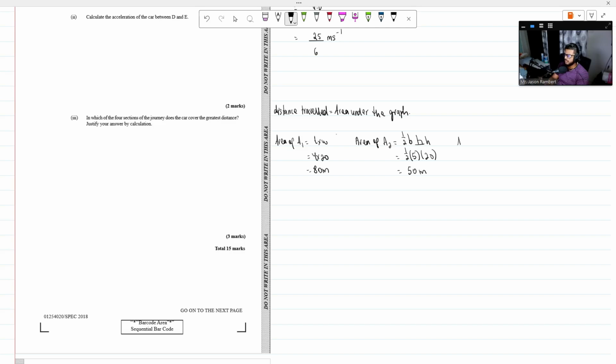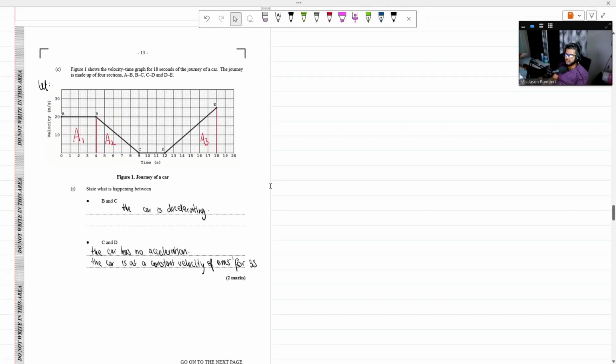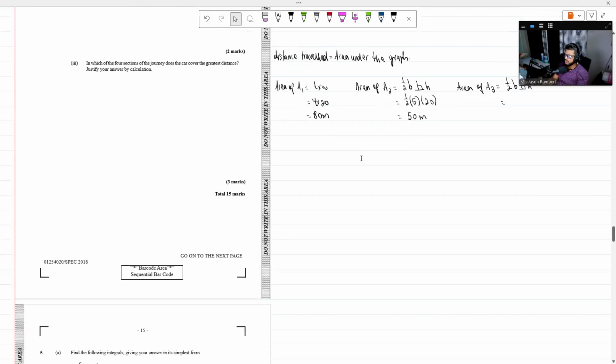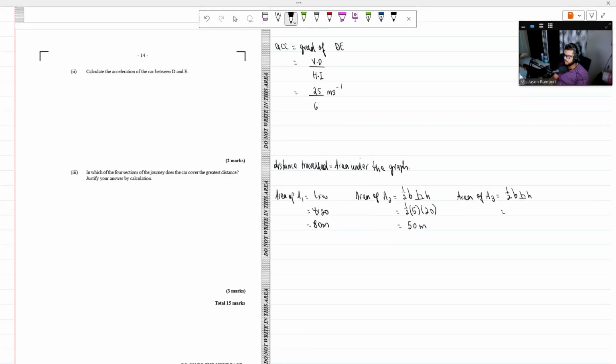And then the area of A3, again, is 1/2 base by perpendicular height. A3 could be 25 and 1, 2, 3, 4, 5, 6. Base is 6 by 25. And I'm going to get 75. Half of 6 is 3.